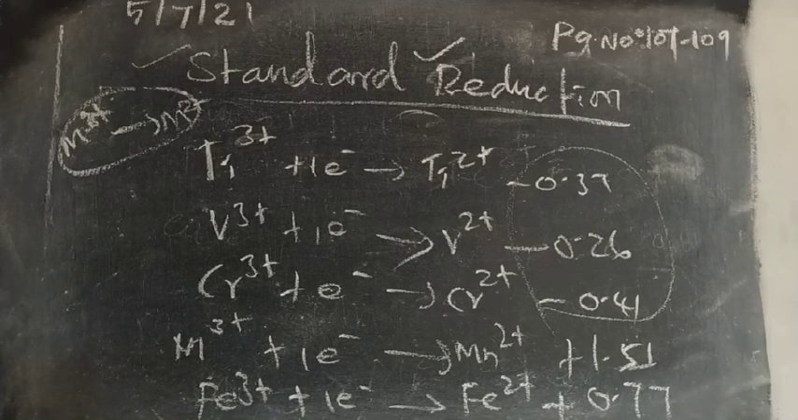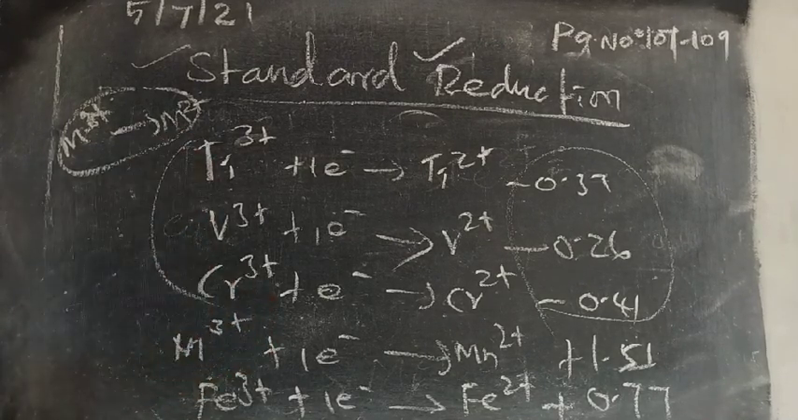If you want to reduce these, they are already very stable, because they have negative reduction potential values. If you want to reduce them again, we need a strong reducing agent with a high negative value, like zinc. Zinc, we know, has a high negative value, as in the table, minus 0.76 volt.